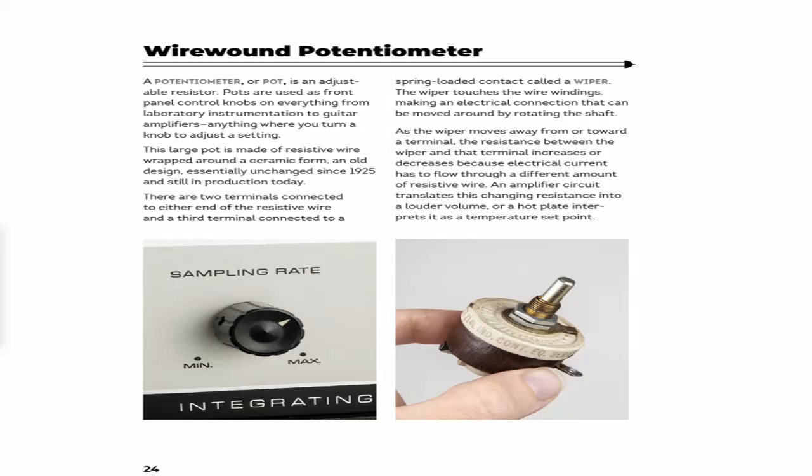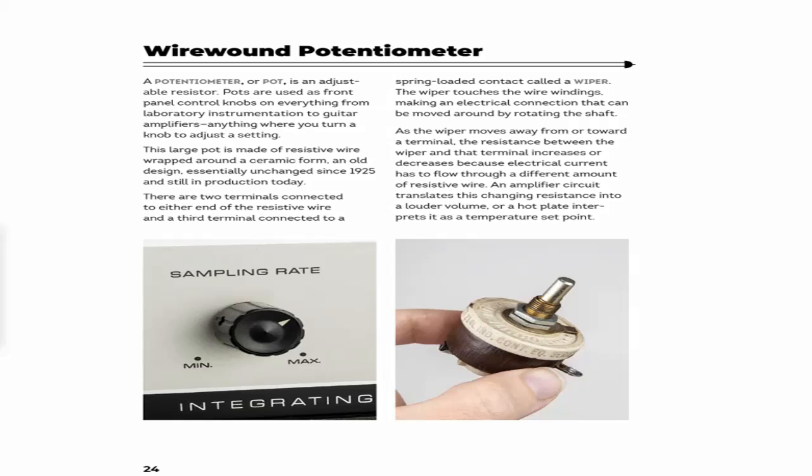Pots are used as front panel control knobs on everything from laboratory instrumentation to guitar amplifiers, anything where you turn a knob to adjust a setting. This large pot is made of resistive wire wrapped around a ceramic form, an old design essentially unchanged since 1925 and still in production today.